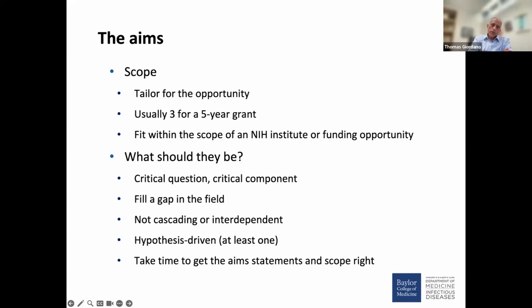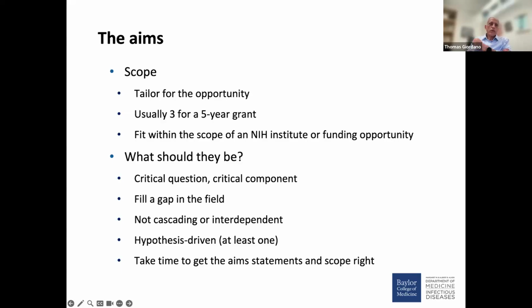So if you're applying for a 2-year grant, obviously you can't propose to do 5 years of science, and vice versa. So make sure that what you're proposing is within the scope of the time frame and within the scope of the opportunity.